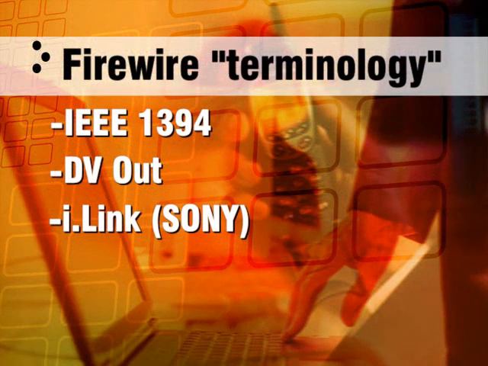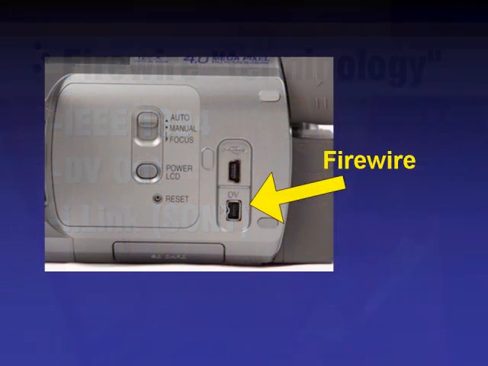When shopping for a camcorder, be sure it uses the MiniDV format so it has FireWire output capability. FireWire might also be referred to as IEEE 1394, DV out, or if it's a Sony camcorder, they refer to it as iLink. These camcorders record on a digital MiniDV tape and should have a FireWire port on it that looks like this.